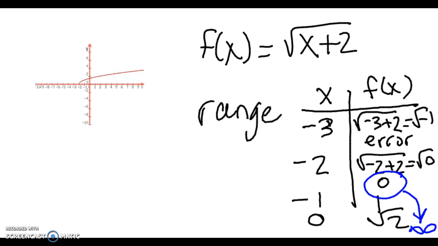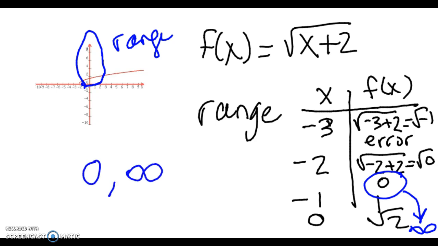Let's look at the graph. We notice that the picture of our graph actually exists in terms of output when y is 0 or bigger. There's nothing in my graph down here on the negative part of the y-axis. So the range for this function is 0 to positive infinity, and the 0 is included.